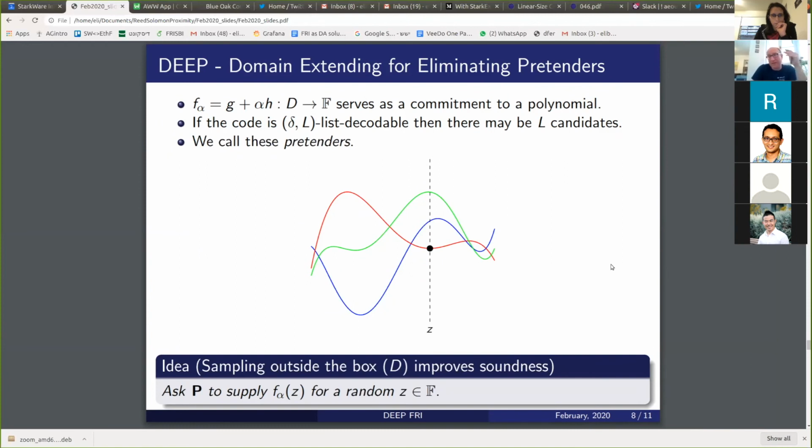And the point is that it's very easy to show, just using a union bound, that with very high probability, given that the field size is large enough, the answer to this question will disambiguate, meaning there will be only one pretender that has good agreement with F alpha and also has the value that the prover answers.